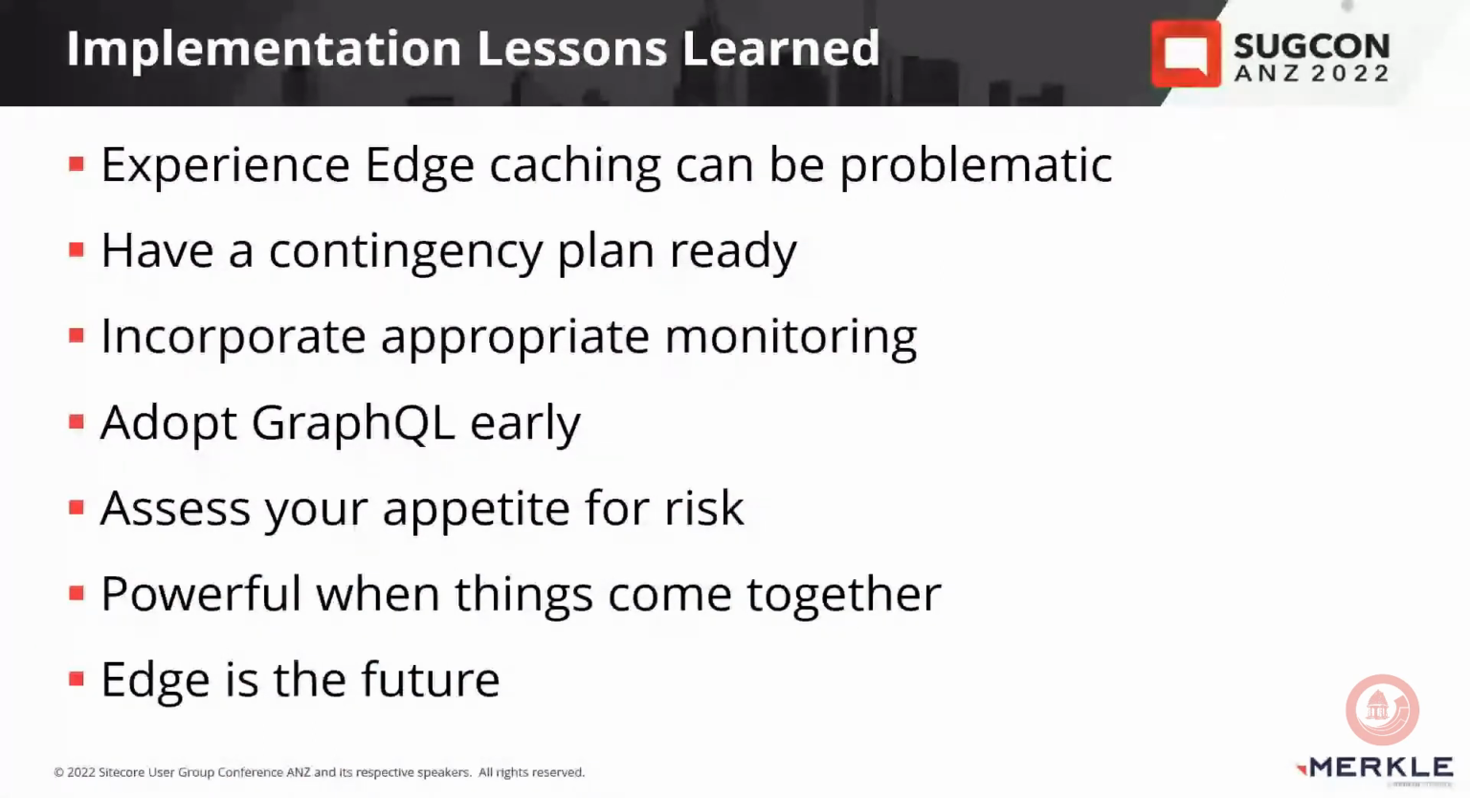Adopt GraphQL early. This one's really big. Whether you're planning to use Experience Edge now, in the future, or maybe never at all, I would start using GraphQL now as much as you can. In traditional Sitecore JSS, you don't have to use GraphQL. You can just make REST calls. But I would start using GraphQL now, because what that enables you to do is, if you want to switch to Experience Edge, you can, because you're already using GraphQL. If you're not, then you've got a lot of application code to write, and a lot more work to switch, and you're introducing more risk, which is something that you need to assess, right?